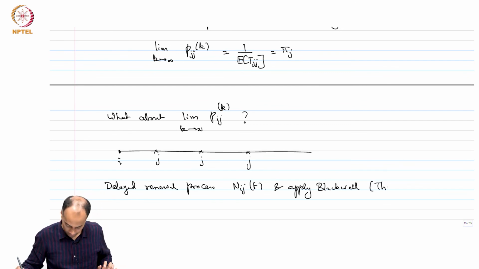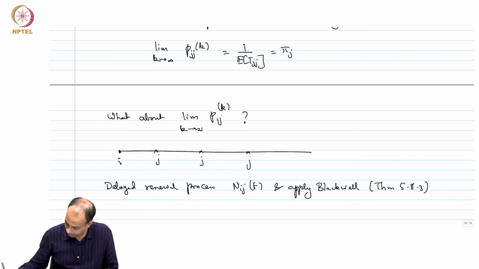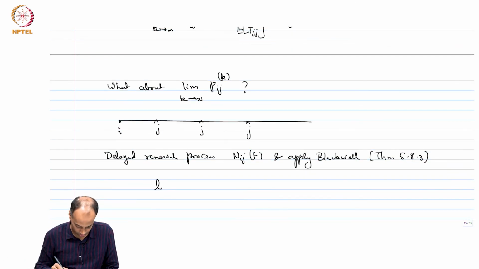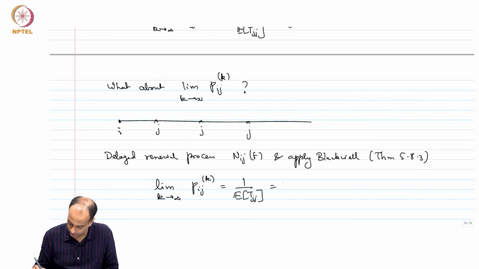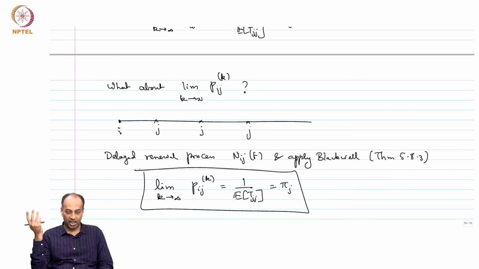This is theorem 5.8.3 in Gallager. You can do that and say that the limit as k tends to infinity of p_ij(k) is equal to 1 over expected T_jj, which is equal to pi_j for any state i. So, thanks to Blackwell, I have an interpretation of p_ij(k) after a very long time k. No matter where I start, the probability I find myself in state j after a very long time is equal to pi_j. As k tends to infinity, the k-step transition probability p_ij(k) is equal to pi_j. This is from Blackwell.